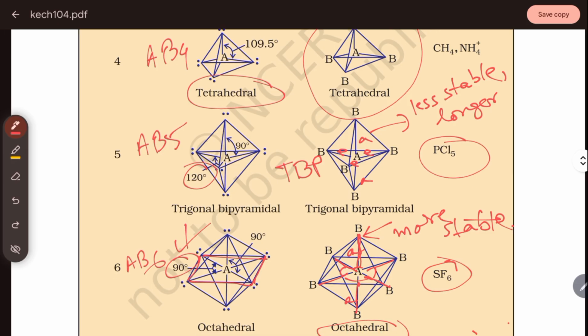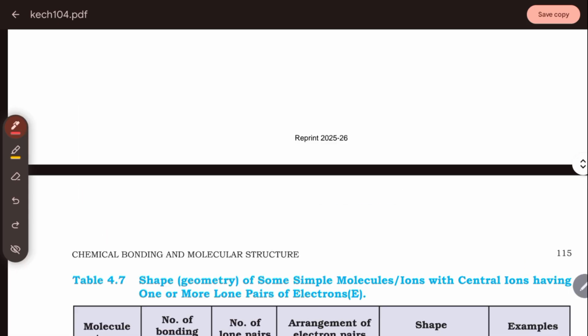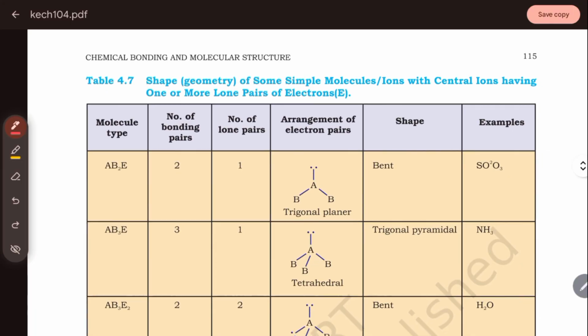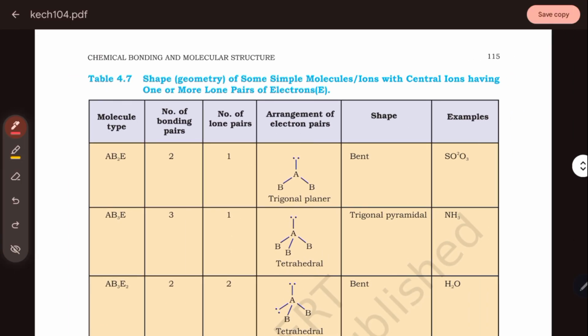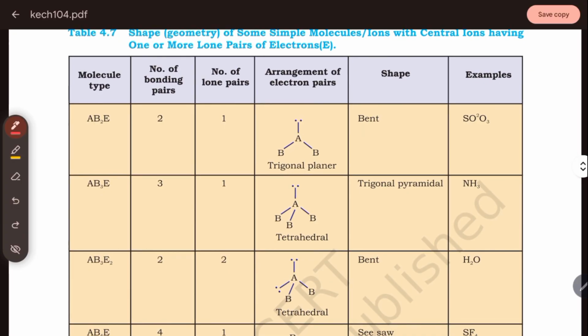Example is SF6. Okay, next we go to the shape or geometry of molecules with central atoms having one or more lone pairs of electrons.